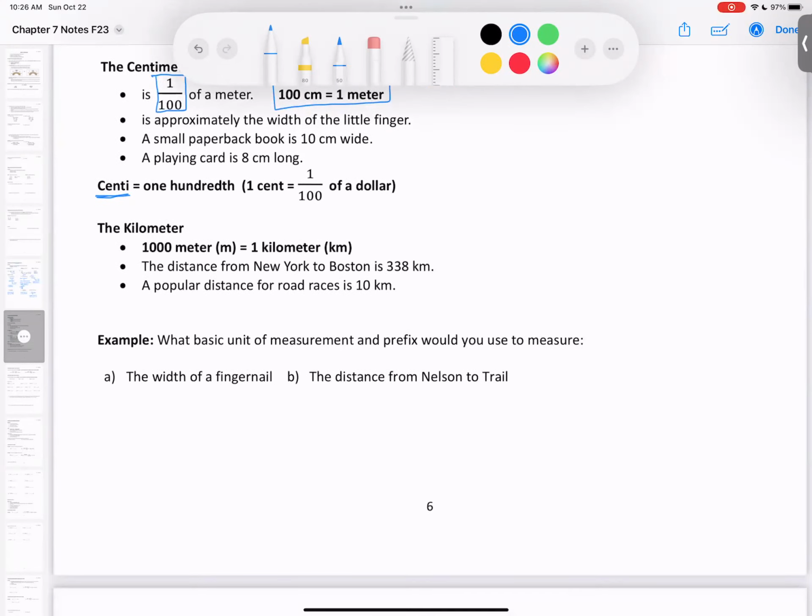So if you were trying to measure the width of your fingernail, which measurement would you want to use? Millimeter, centimeter, meter, kilometer? There's a couple of answers that would work here. You might want to measure it in centimeters because we said the width of your pinky finger is about 1 centimeter. Or if you wanted a more precise measurement, you might want to do it in millimeters. If you were measuring the distance from Nelson to Trail, which measurement would you likely use? Here, you would probably use a kilometer.